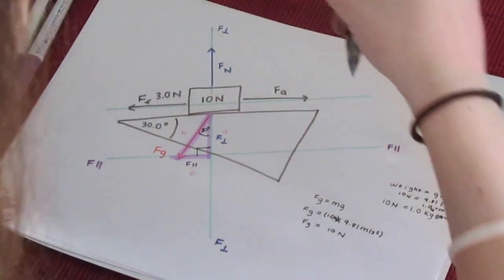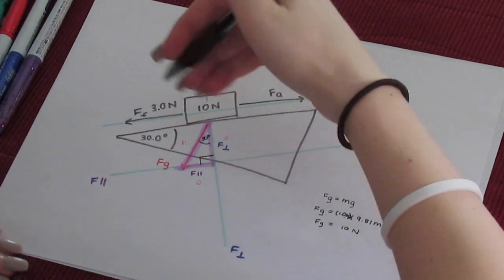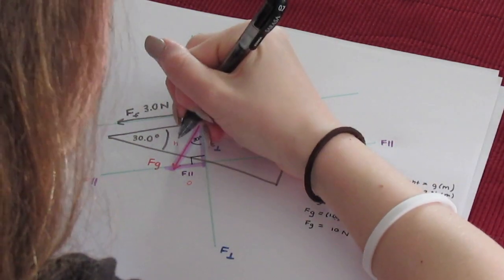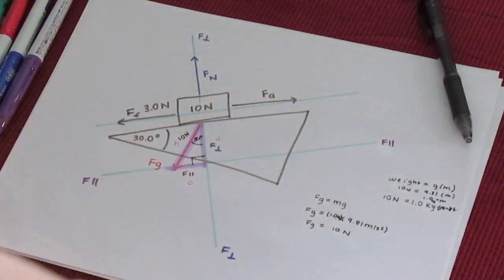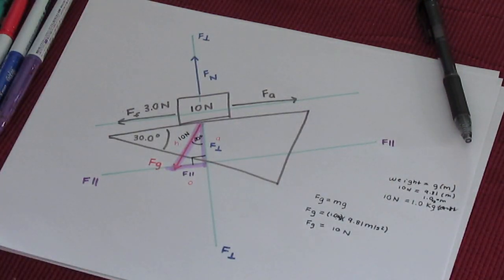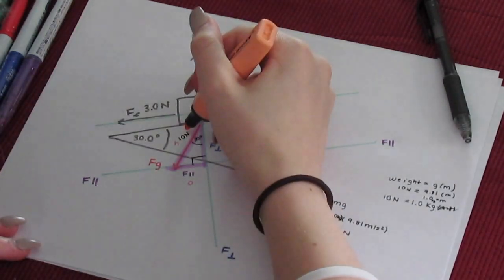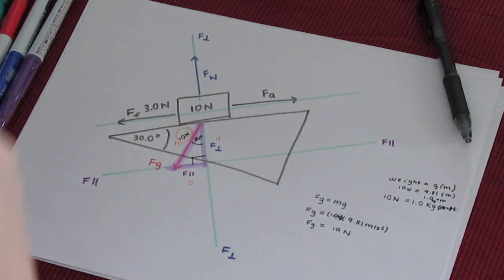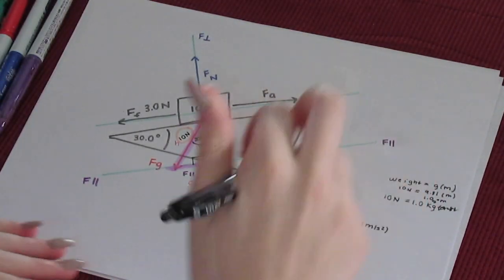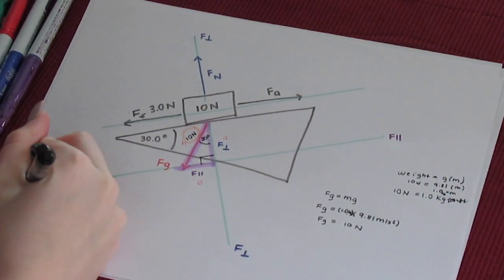So we have 10 newtons over here. I'll circle it in a different color, so I'll circle it in orange. So our force of gravity equals 10 newtons. We'll write all our things over here.